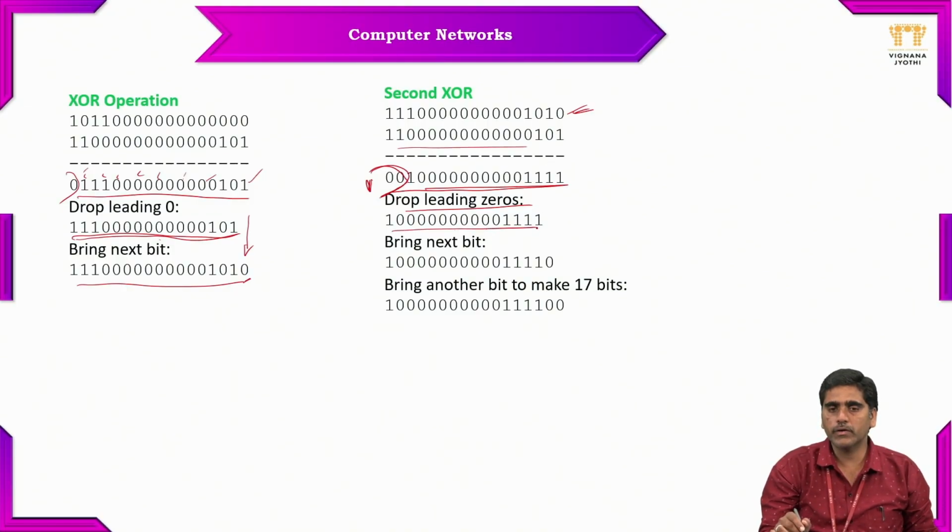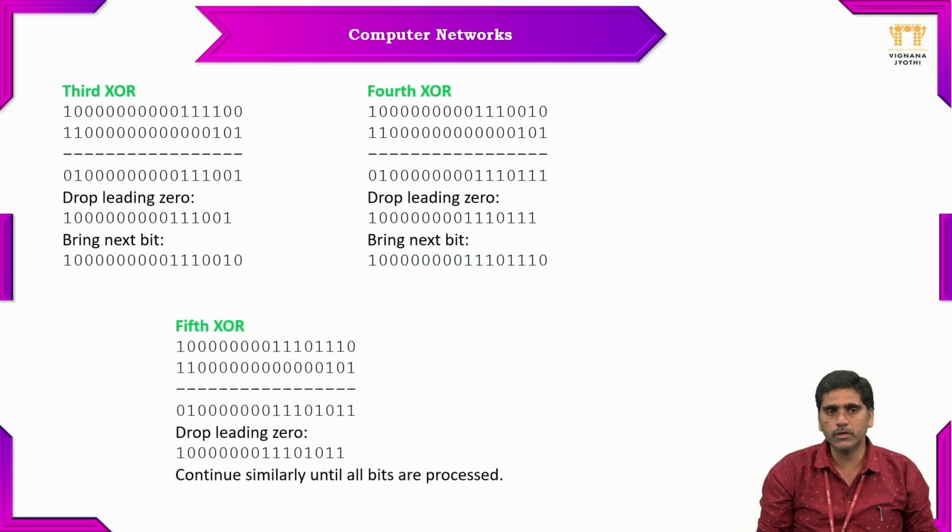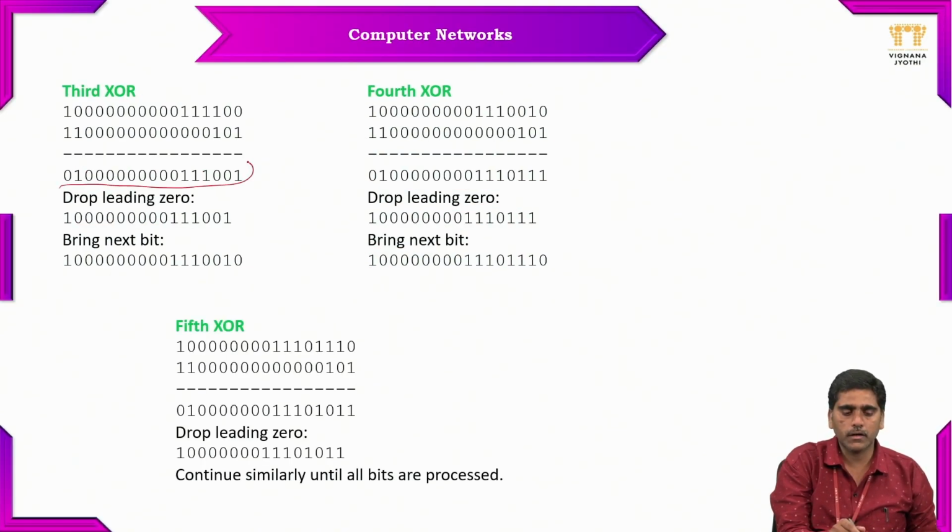Now to this bit sequence you can bring the next bit 0. So now the bit sequence will be extended here. Here the left bit is what? 1, and bring another bit to make 17 bits. Here 16 bits are there and you can make it 17 bits. After adding to make 17 bits, the left bit is again 1. So you need to perform the XOR operation again. After performing this XOR operation, again you will get the outcome as a bit sequence.